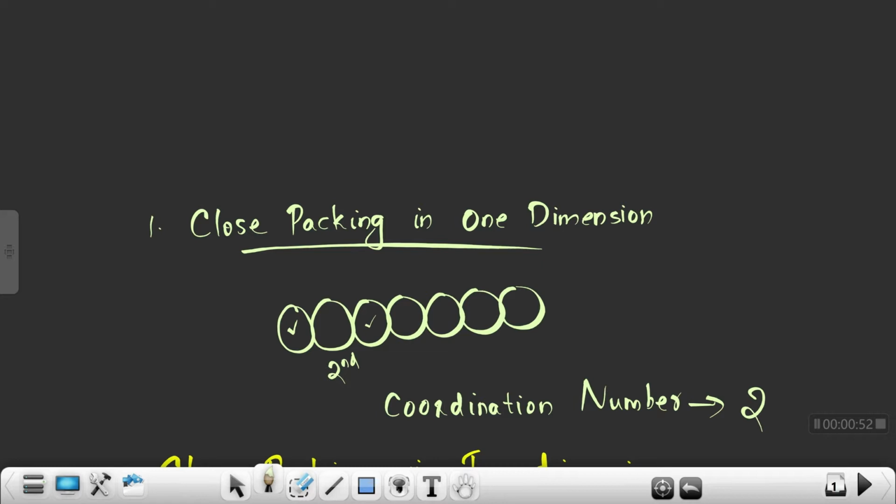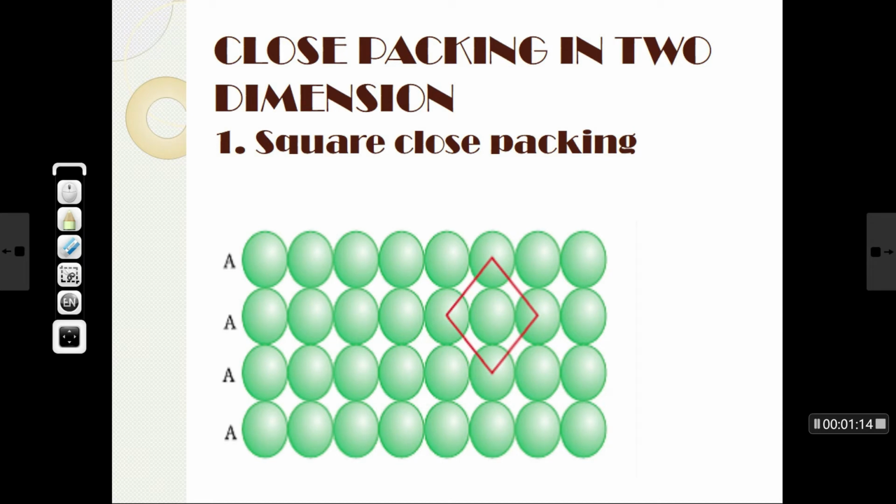The number of nearest neighbors of a particle is called the coordination number. So, in case of one-dimensional close packing, each sphere is in contact with two other spheres. So, the coordination number is 2. Next, we will discuss close packing in two-dimensional.